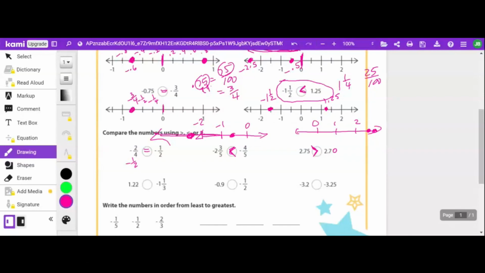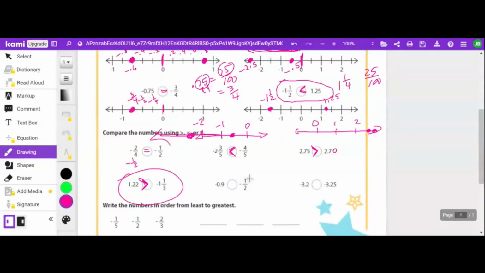Okay? All right. What do you notice about this one right off the bat? I don't even need to think about a number line because I see something that's going to help me right away. Good. Again, we have a positive and a negative. Anytime you see that you got a positive number and a negative number, the positive number is bigger. And so this one is bigger because it's positive. This one's negative. And so it's to the left. The 1.22 is to the right. It's a bigger number.